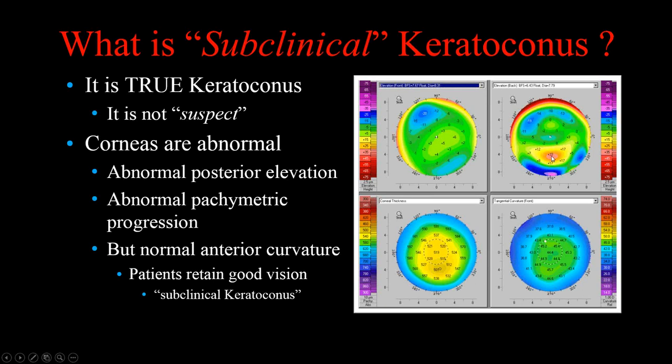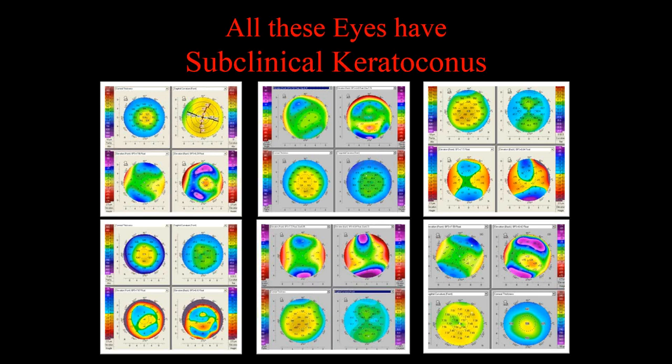So this is subclinical keratoconus. It's true disease, it's true pathology, but the patient retains good visual acuity. The patient is asymptomatic, which is why we call it subclinical. If you only looked at the anterior surface and only did an apical pachymetry reading using ultrasound, you would also think this patient is normal. And that's really the benefit and why it's almost mandatory that we do full tomographic evaluation of our refractive patients. So these are all examples of subclinical keratoconus.